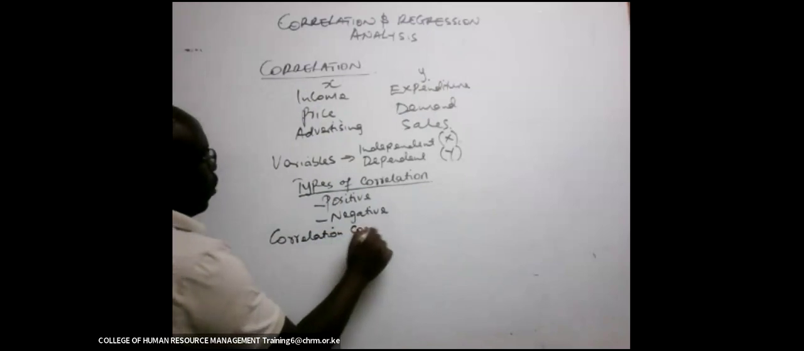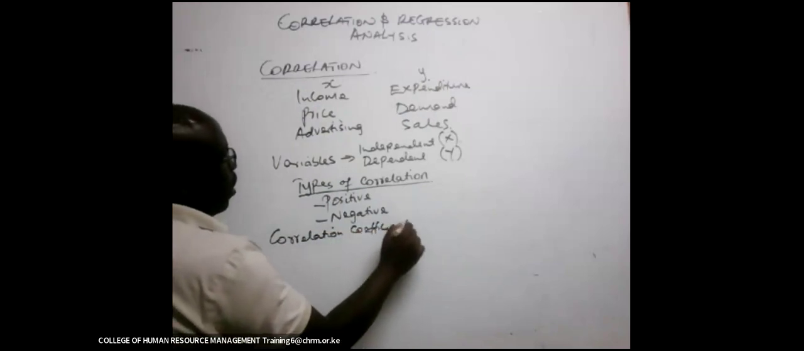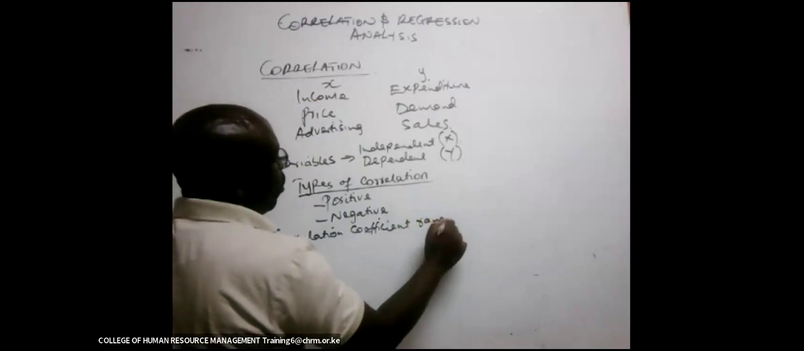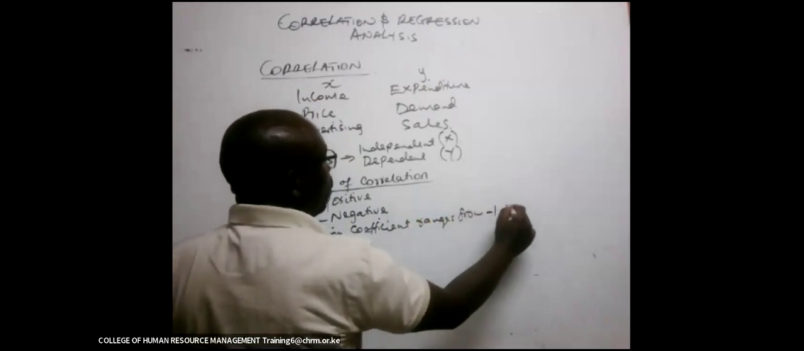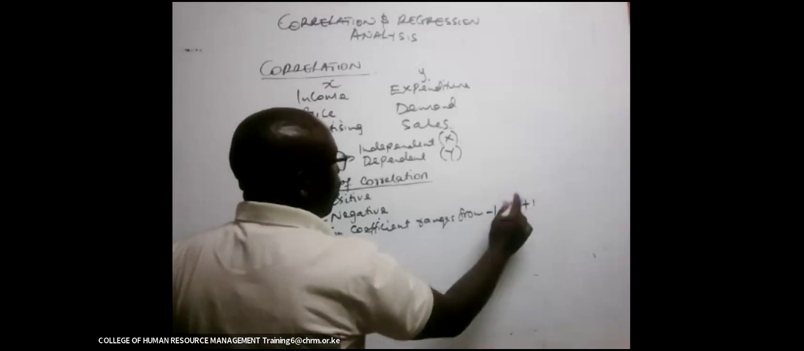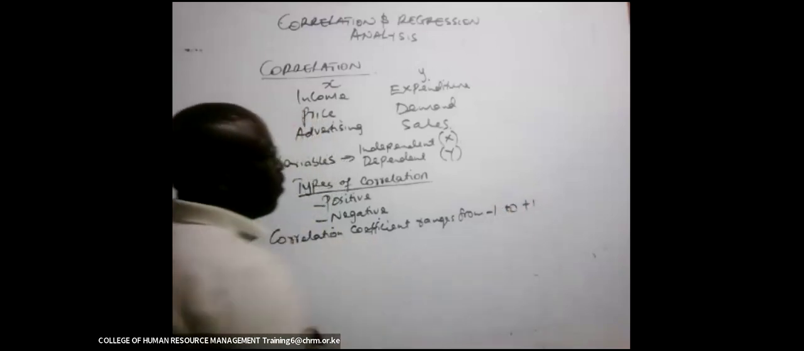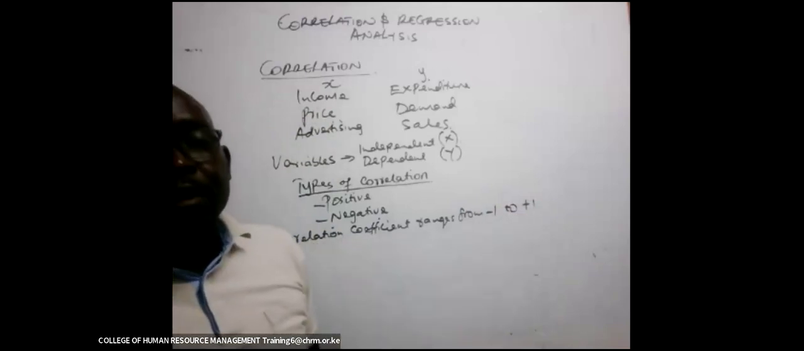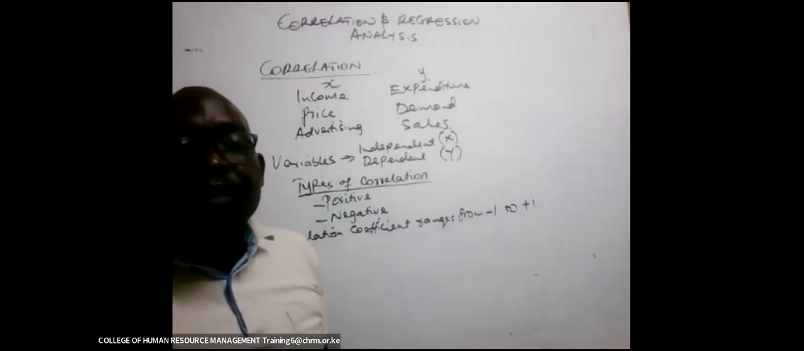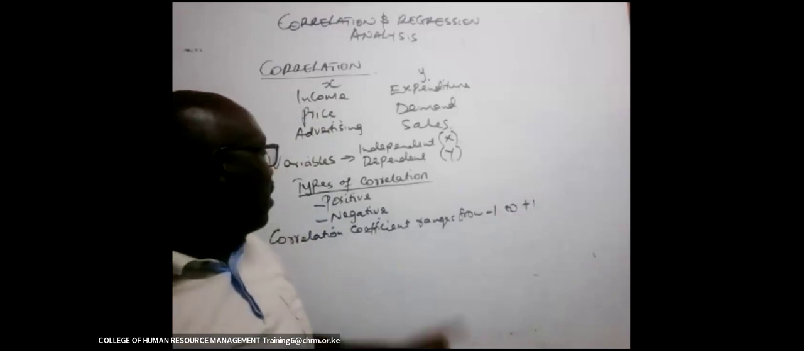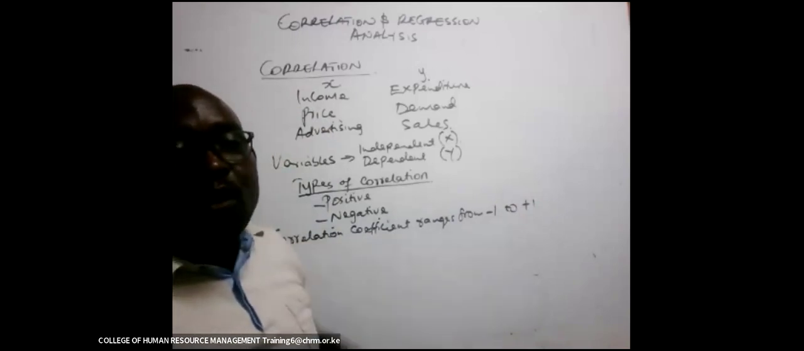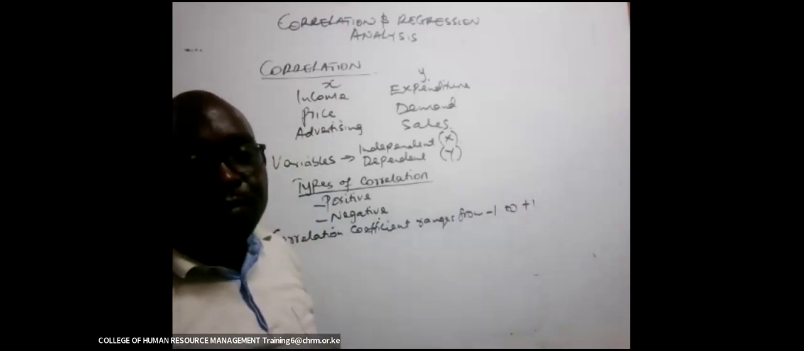The correlation coefficient ranges from -1 to +1. The highest correlation that can exist is a correlation of +1. The lowest correlation that can exist is a correlation of -1.